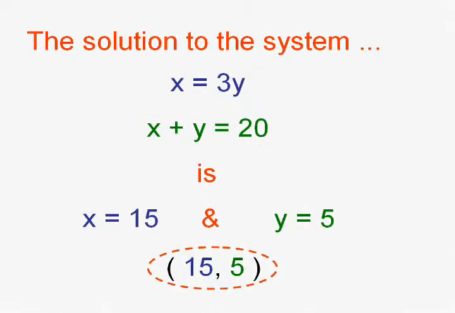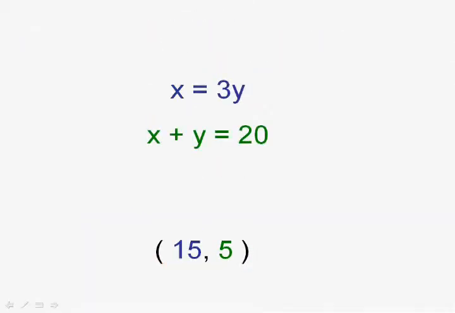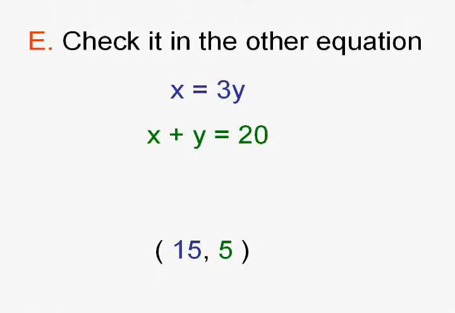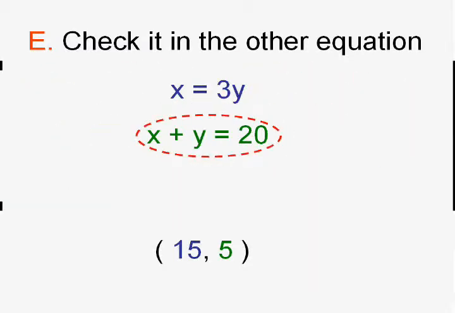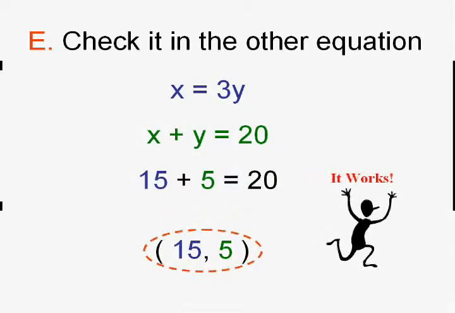Not so bad, and we did it without looking at the graphs, which is pretty cool. Since I went to all that work, and I know this works in the blue equation, I just solved it, it would probably behoove me to check it in the other equation, the green one. Doesn't take much work, does it? Let's put 15 in for x and 5 in for y, and just make sure. And I know it works. In fact, I know this is the point where they intersect because this pair works in both equations, and that's the only point that works in both equations, the point where they intersect.